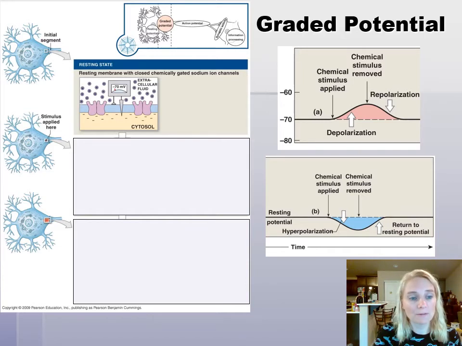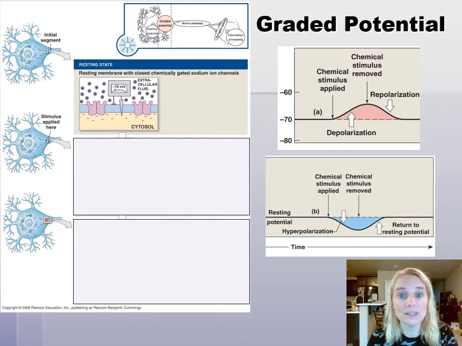So let's say we have somewhere along the cell body and dendrites, right? Because we have our chemically gated channels. We are at rest, so that's this first picture. Resting membrane with closed chemically gated sodium ion channels. We are at negative 70 millivolts. We do not have any acetylcholine showing up. The neuron is just kind of chilling, just kind of hanging out.